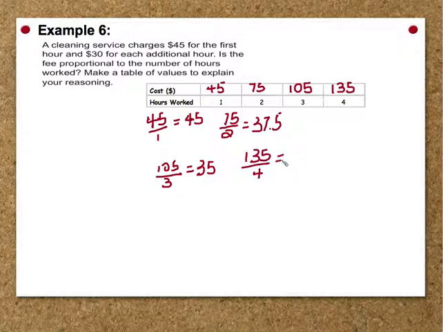33.75. Now notice, none of these are the same. So that means the ratio of fee for 1 hour of work is 45 to 1, and the ratio for 2 is 37.5. So the fee is not proportional.